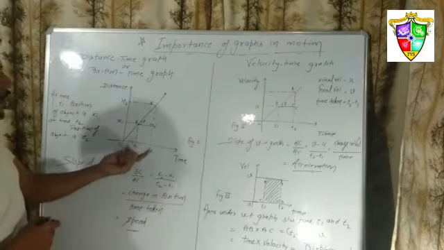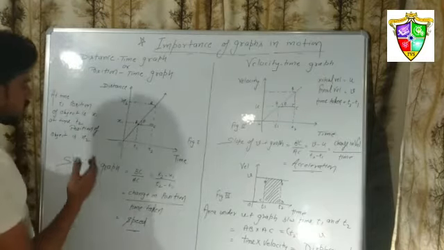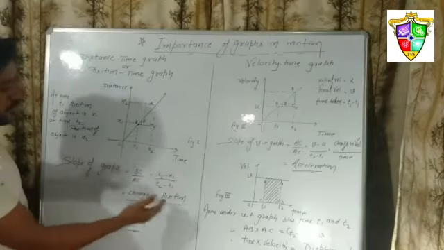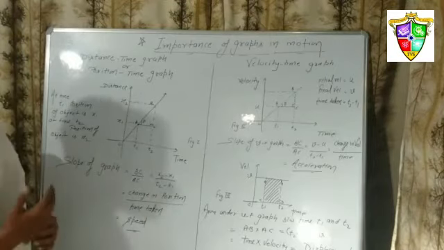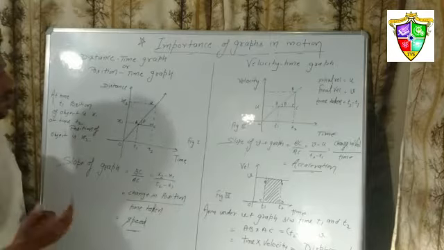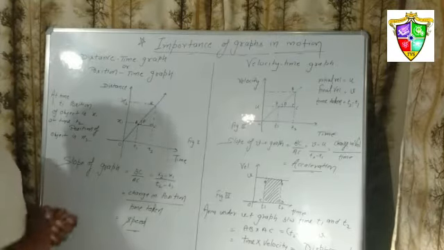And AC is similarly t2 minus t1. So the slope of the graph is change in position upon time, and we know change in position upon time is speed. So the slope of distance time graph gives us speed.